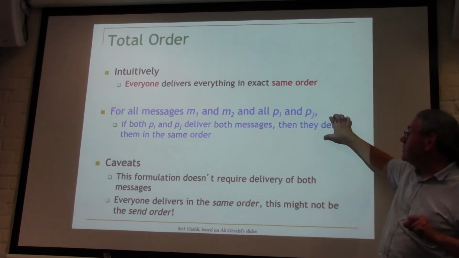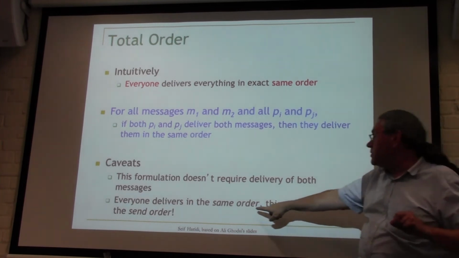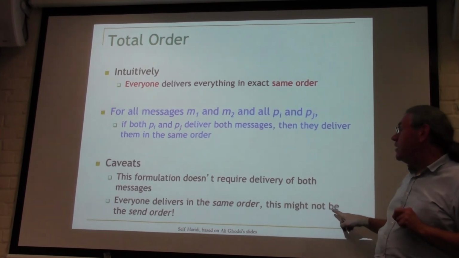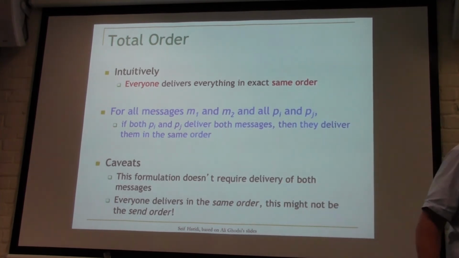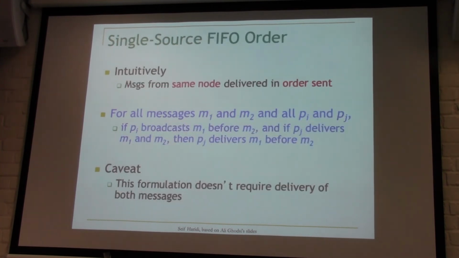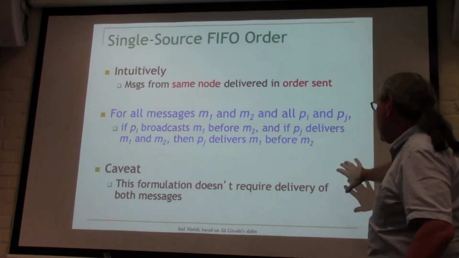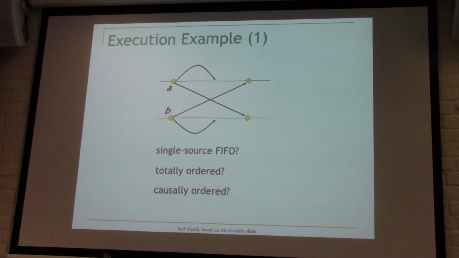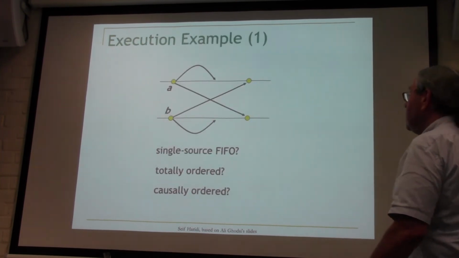Another thing is, everyone delivers in the same order. That order is not necessarily the order in which they were sent. They're delivered in the same order, but they may not have been sent in that order, as long as they're delivered in the same order. Okay? So that's total order. Now that you've seen these two definitions, notice neither of them requires delivery. Now we're going to do some exercises. It's very good to do exercises.